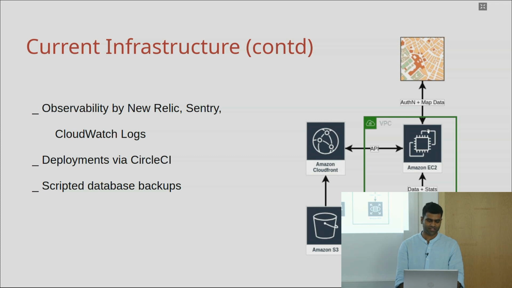Currently we use New Relic for application process monitoring. We use Sentry for traces, and use CloudWatch logs for exporting application logs, traffic logs, and all of that. We also have CircleCI, which acts as the deployment pipeline. CircleCI basically is a wrapper around CloudFormation templates. So CircleCI simply runs the CloudFormation templates, which basically launches the stack.